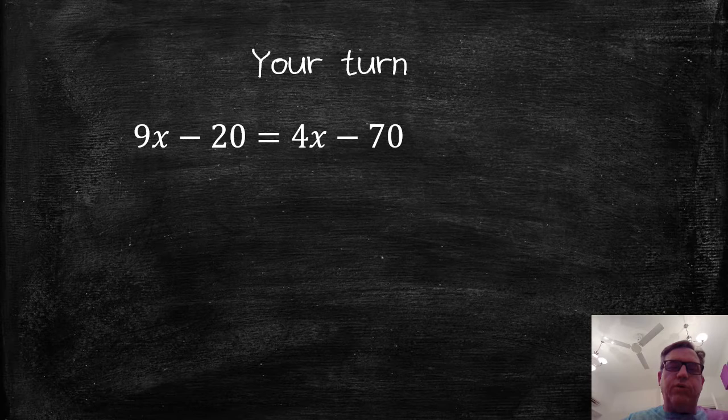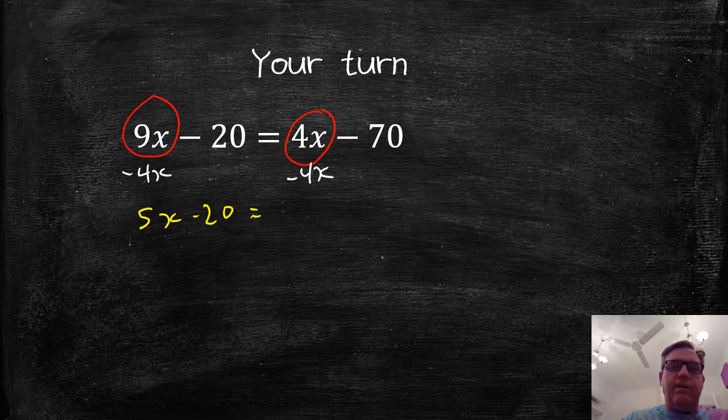Okay, we're trying to decide which one to move. I have a 4x and a 9x. Obviously, the 4x is smaller, so I'm going to subtract 4x from both sides. That leaves me on the left side with 5x minus 20. On the right side, 4x minus 4x is 0, just leaves me with minus 70.